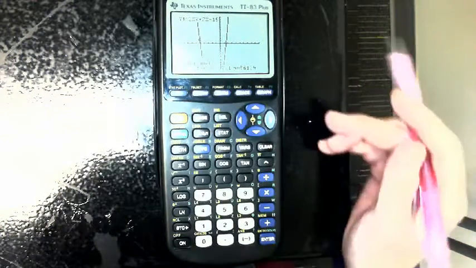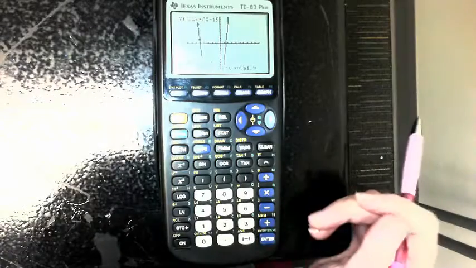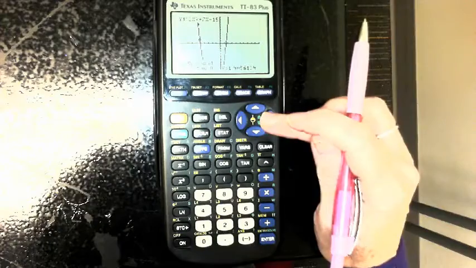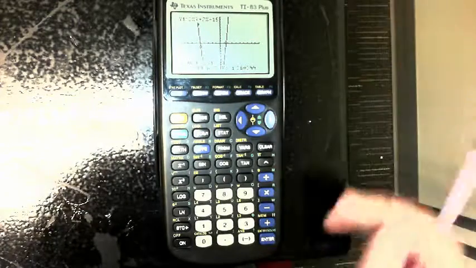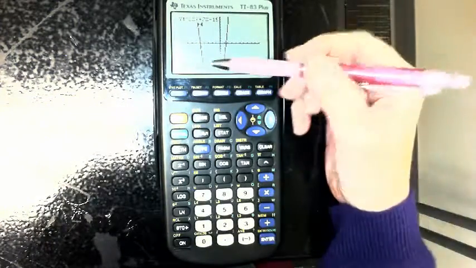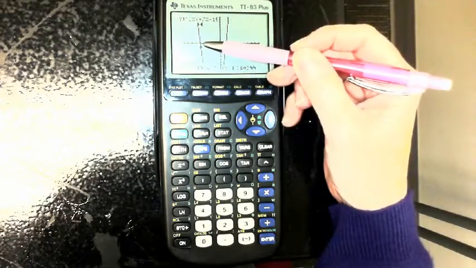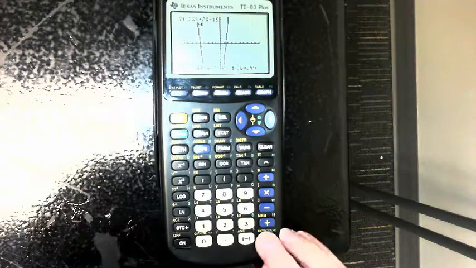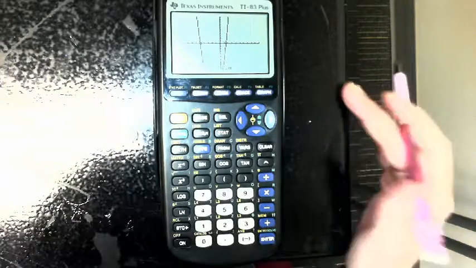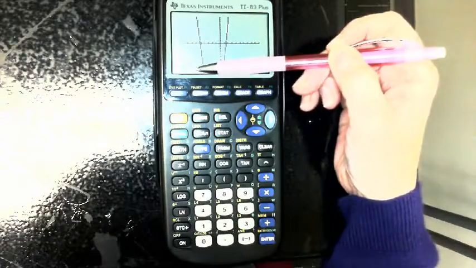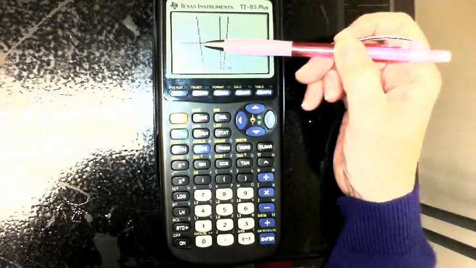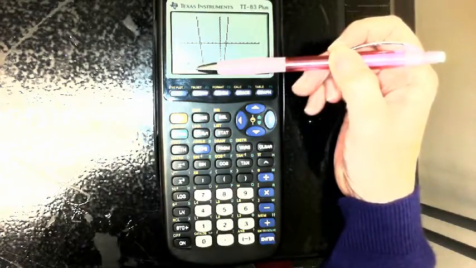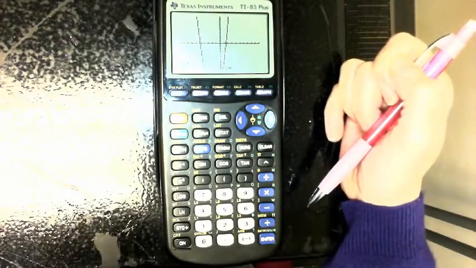So now I'm to the left of it, so I'm going to hit enter. And then it's asking me to go to the right of it, so I'm going to go to the right arrow and go to the right of it and hit enter. And then it's asking me to guess what that point is in between those two stops I made. So I'm going to hit guess, and it tells me that when x is negative 5, y is indeed 0, so I have a 0 at negative 5.